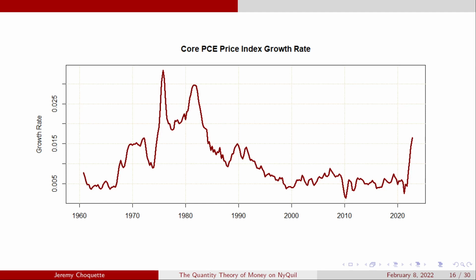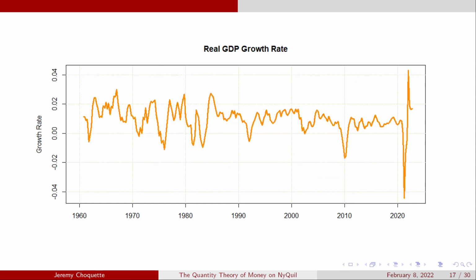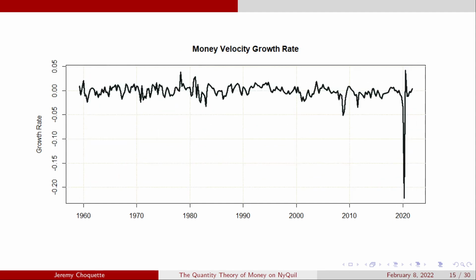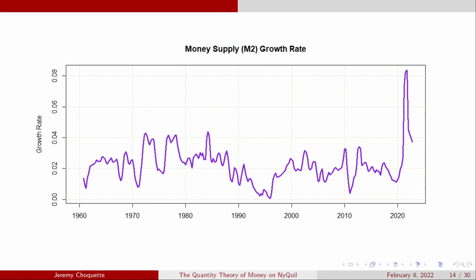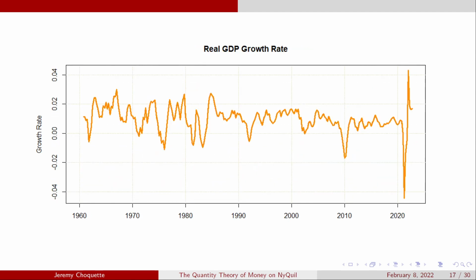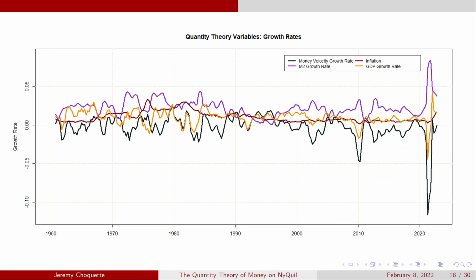Now, it's not as high as what we had in, say, the 1970s. It's not as high as what we had right after 1980, but it's about the highest we've had since then. It's pretty bad. And then we've got the growth rate in real GDP. Again, look at 2020. You can see what that did. That was pretty bad. So this is what these variables look like using real data in terms of their growth rates.